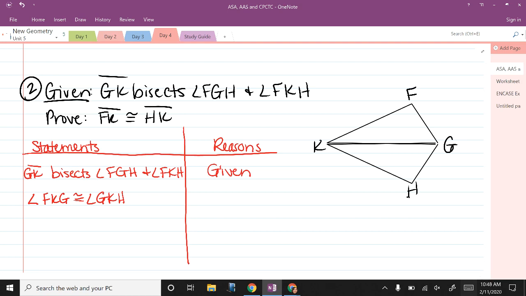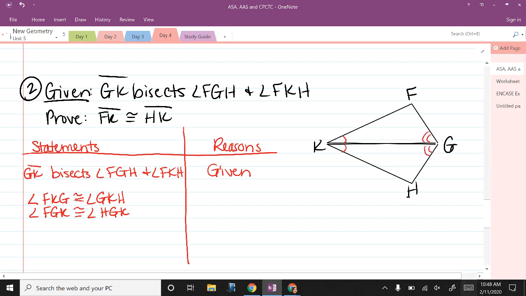Now, angle G over here is also bisected, right? What two congruent angles are formed when that one's bisected? FGK is congruent to what angle? HGK. And I'm going to mark those. This one's congruent to this one, and this one's congruent to this one.